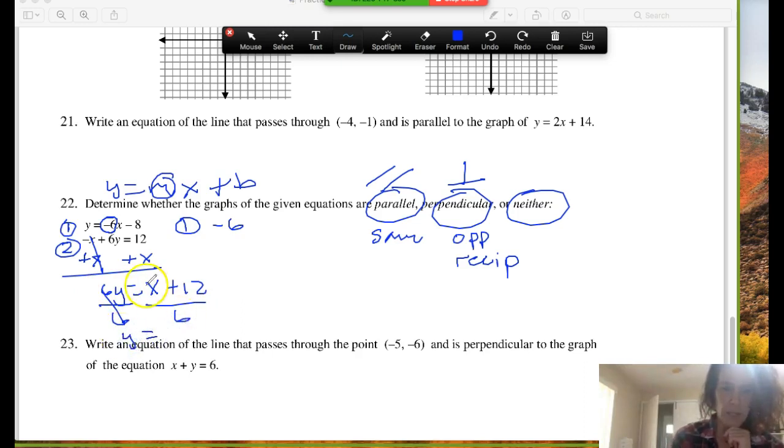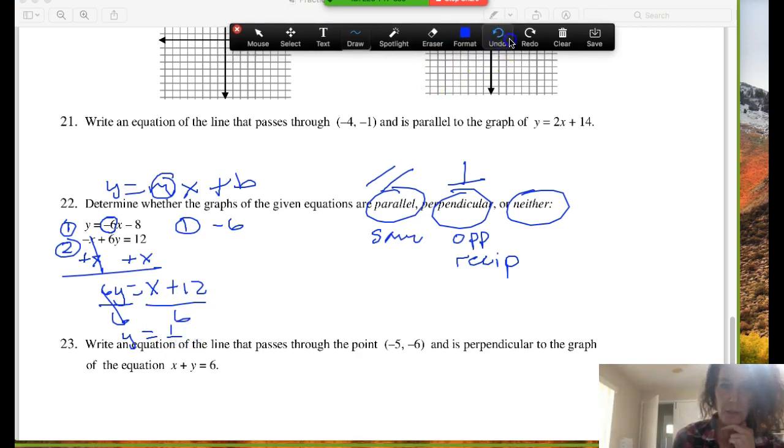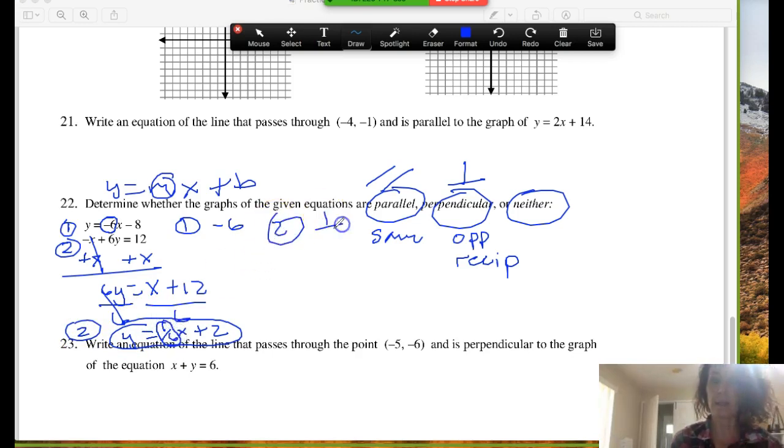6 into x, or 1x, would just be 1 over 6x. And you can't really see that because I wrote into the writing. Let me write that again. 1 over 6 times x. And then 6 into 12 will be plus 2. So here is equation 2 when I've solved for y. The slope is the number next to the x. So equation 2 has a slope of 1/6.